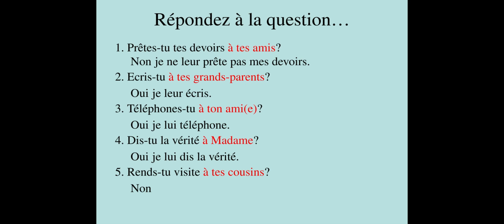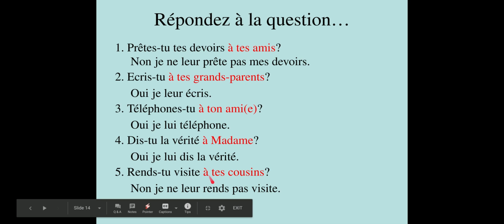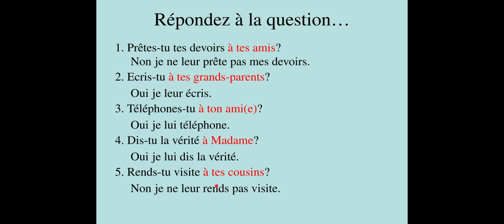Numéro 5, rends-tu visite à tes cousins? So do you go visit your cousins? We need to say non, je ne leur rends pas visite. So it looks like a lot. However, just remember that your indirect object pronoun goes before the conjugated verb, or before the infinitive if there are two verbs.